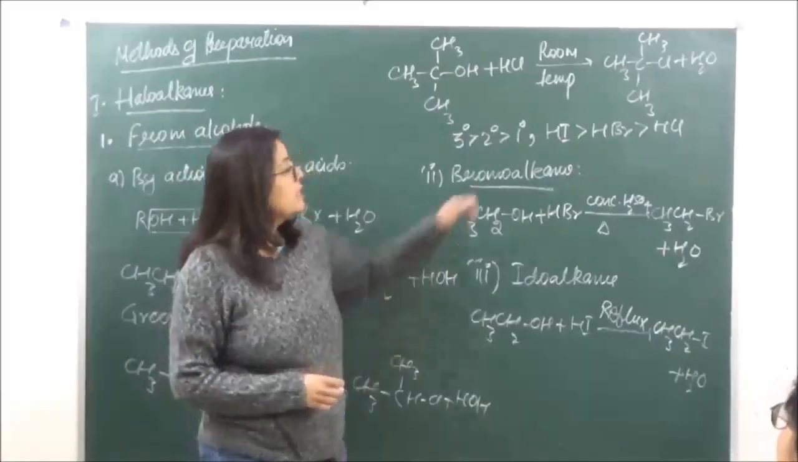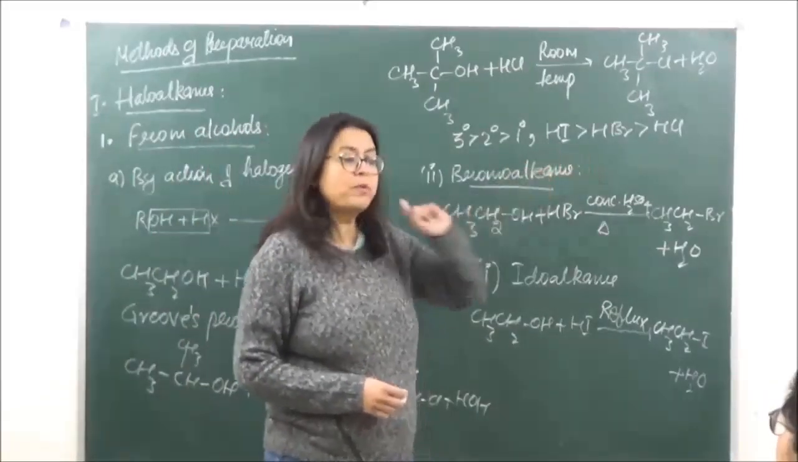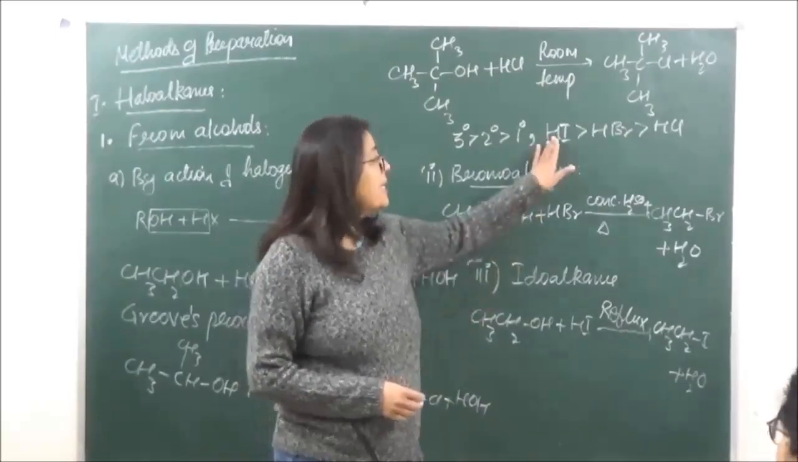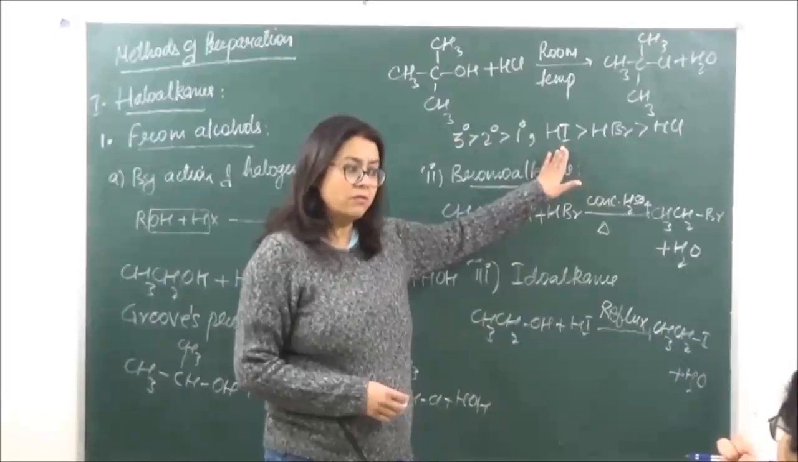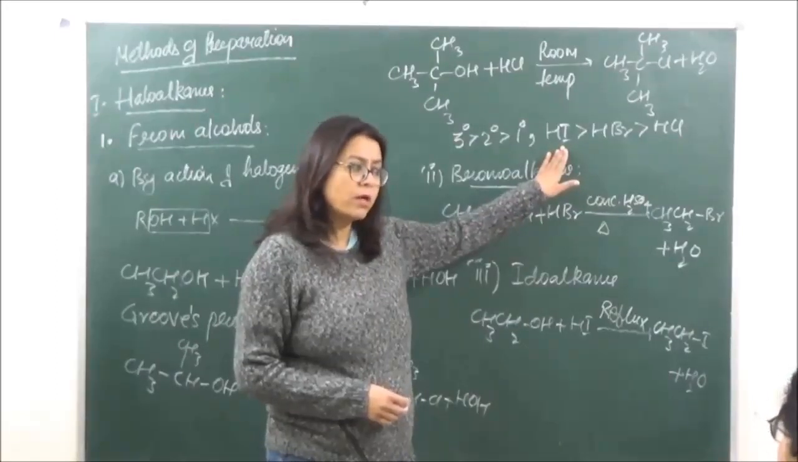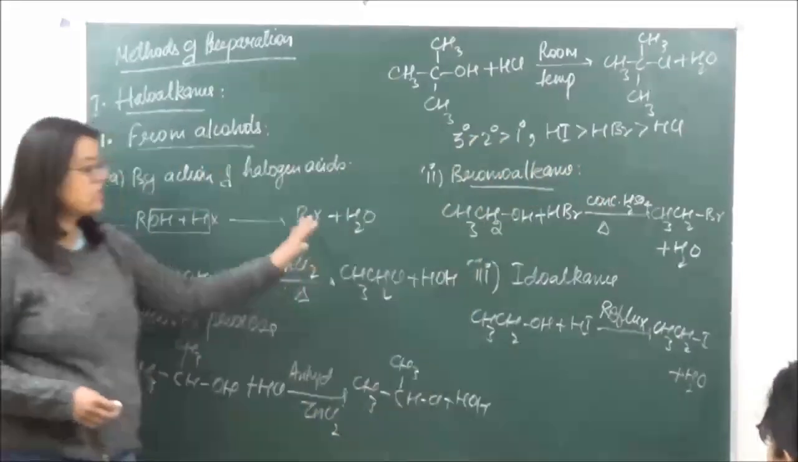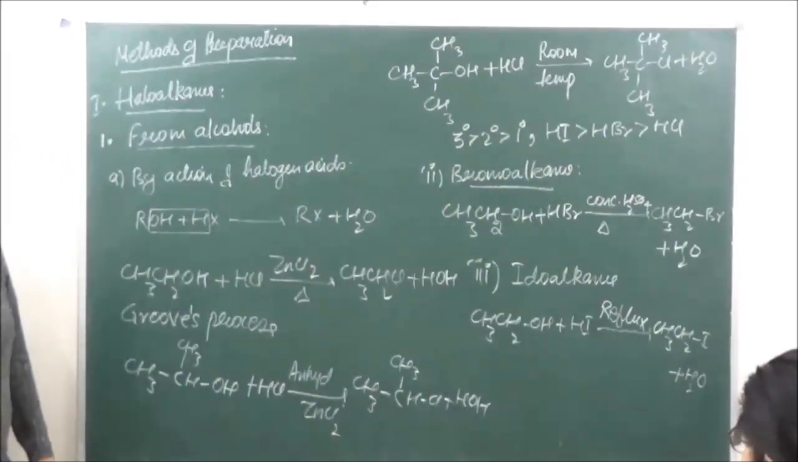Because of the larger size, the bond length of HI is going to be large, the bond dissociation energy is going to be less, and hence this can be easily cleaved. The bond can be easily broken. Okay. HF does not react at all. You can see we've done none of the reactions with HF over here.